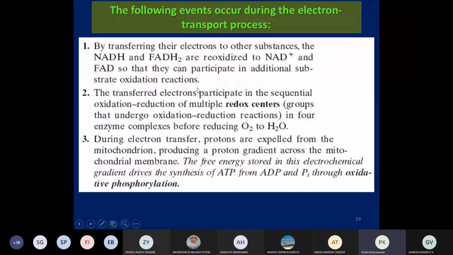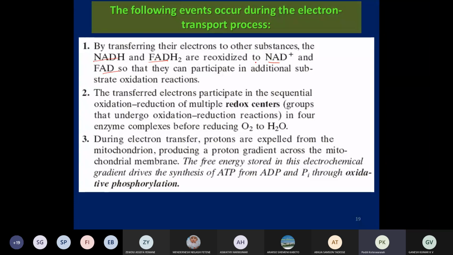So in the electron transport chain, there are three important events that take place. One is that the high energy reducing equivalents like NADH and FADH2 undergo oxidation to NAD plus and FAD.